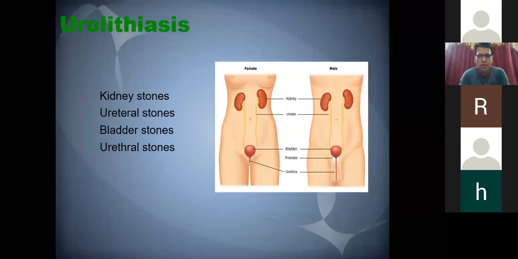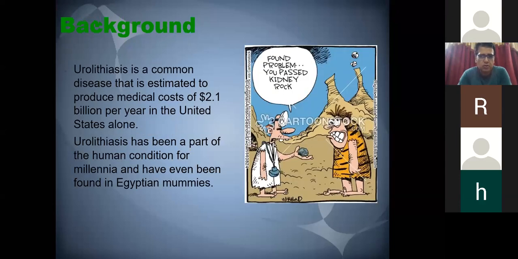So where do we have urolithiasis? Either in the kidneys or ureter or in the bladder or in ureteral stones. So it's not a new disease. It has been seen in the Egyptian mummies. So it's a very old disease, but still it's present. And in America only it causes around 2.1 billion work, and a very common disease in the West as well.